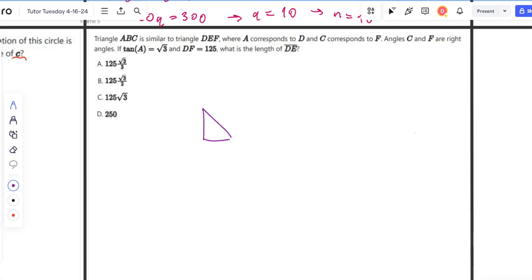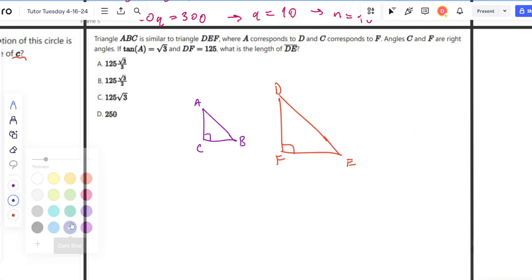So A, B, C. C is a right angle. That corresponds to triangle D, E, F, where F is a right angle. It says that tan of A is equal to root 3. That's opposite over adjacent. Tan A equals root 3. DF is equal to 125. What is the length of DE?